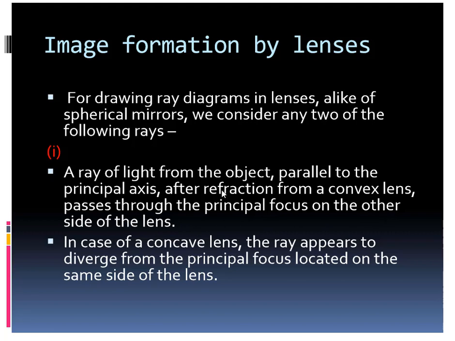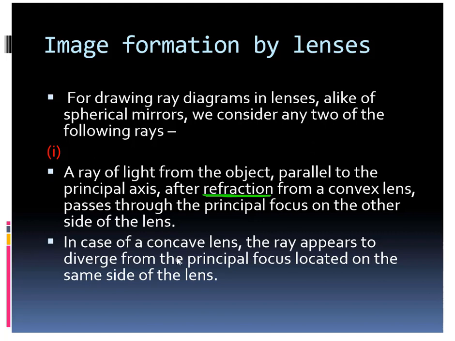In case of mirror, we are using the word reflection. Mirror reflects the ray of light. Lens refracts the ray of light. This is the difference. You should remember this one. Okay. So here, after getting refracted, the ray of light, if it is parallel to the principal axis, will pass through the focus.